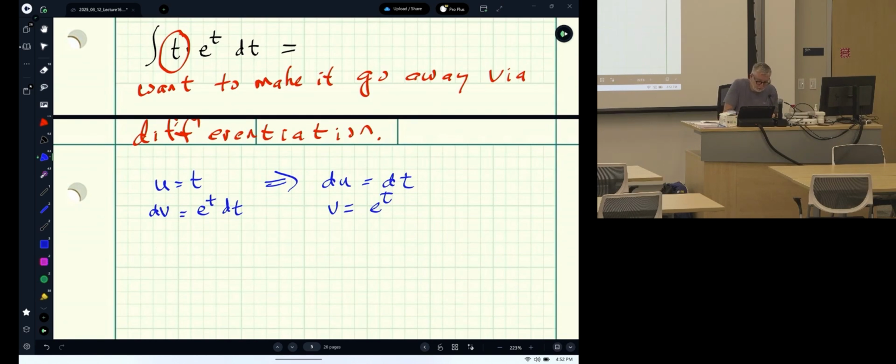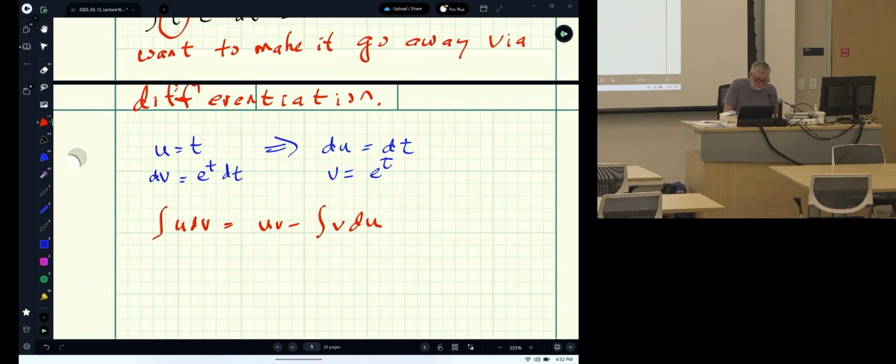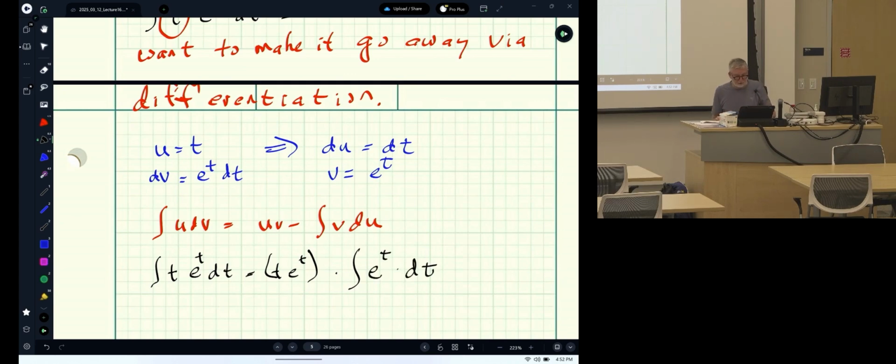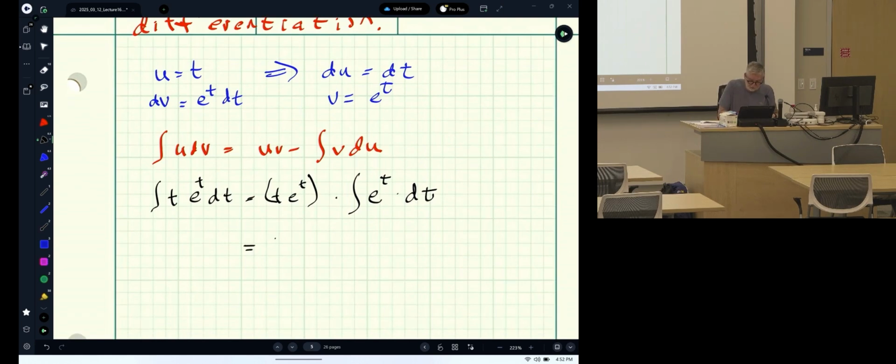So your integral of u dv equals uv minus the integral of v du becomes integral of t e to the t dt equals t e to the t minus the integral of e to the t dt, which equals t e to the t, whoops, there's a minus sign in there, minus e to the t plus a constant.